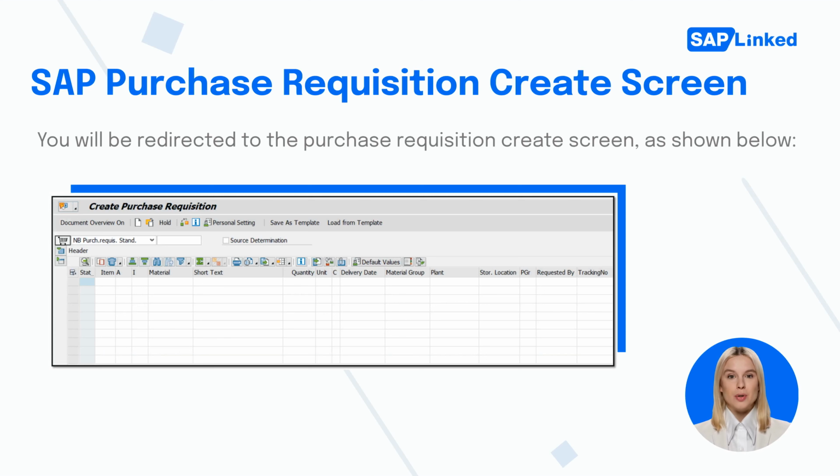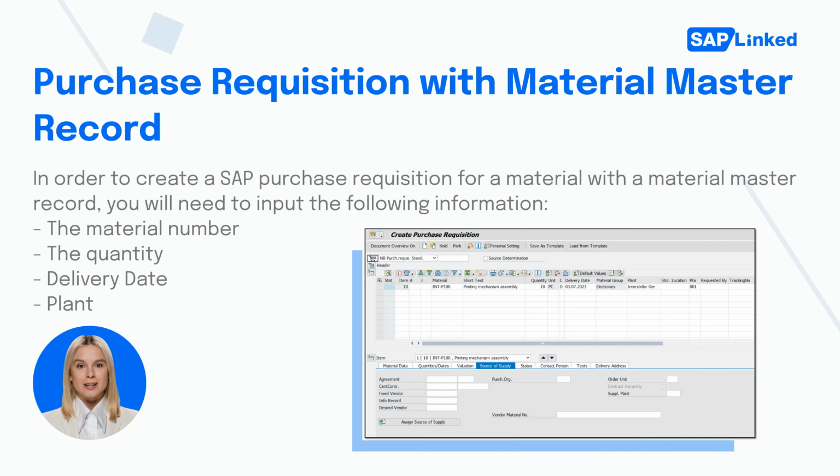Here you can create a purchase requisition with a material master record or without it. SAP business processes depend on master data for long periods of time. This data is created centrally and can be accessed by all authorized users and applications. Consequently, it is a standard approach to purchasing a product or service that already has a material master record.